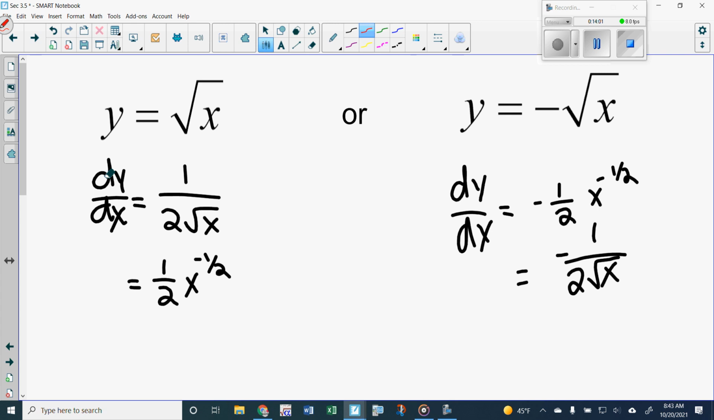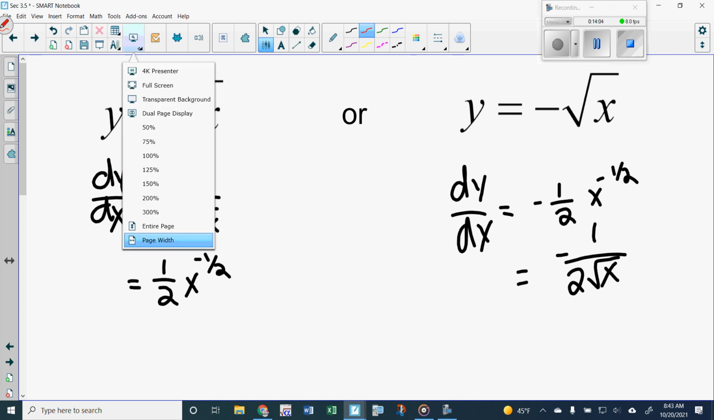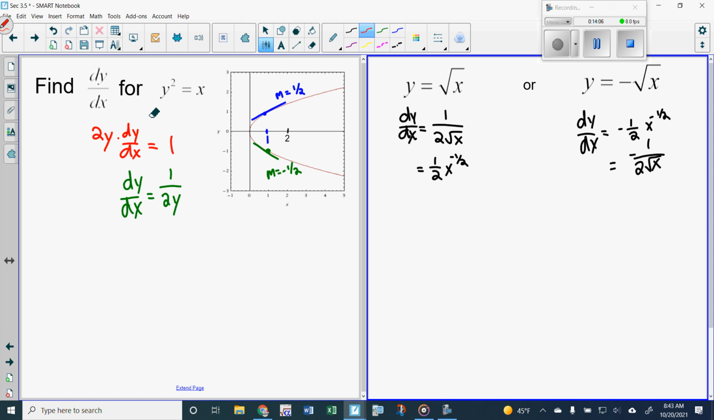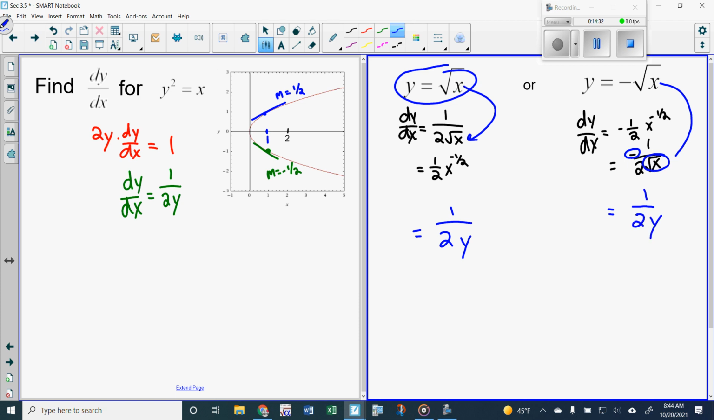Is that the same thing we got before? We got 1 over 2y. But notice, this is why I wrote it the way I did. What is y equal to? Square root of x. So that's 1 over 2y. Over here, what is minus the square root of x equal to? 1 over 2y. So I get the same answer either way.